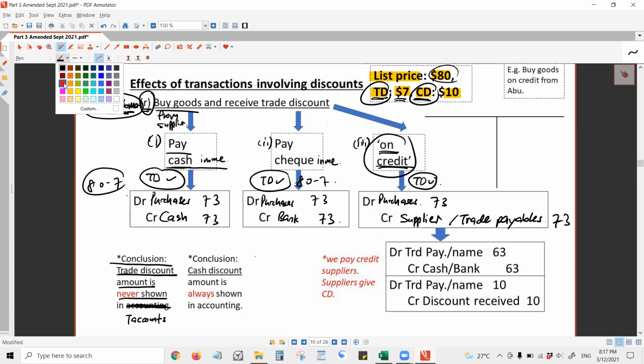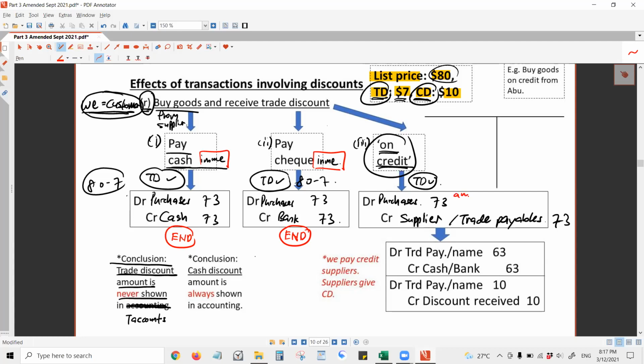For R1 and R2, the story should have ended, because we pay immediately and therefore we don't owe the supplier money. But for the R3, the story still goes on, because we owe the supplier money, $73. That's the amount owed.